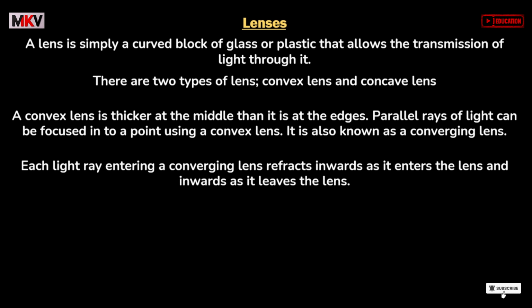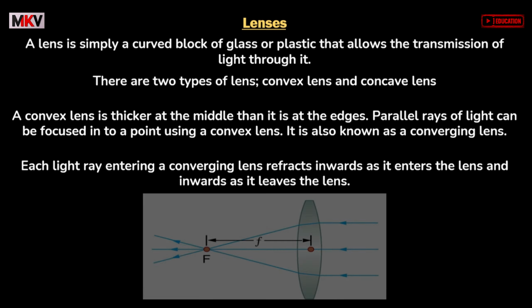A convex lens is thicker at the middle than it is at the edge. If you look at the convex lens, the middle is very thick and the edges are thin. If parallel light rays pass through the convex lens, these rays are brought to focus at a point. We can therefore term the convex lens as a converging lens.